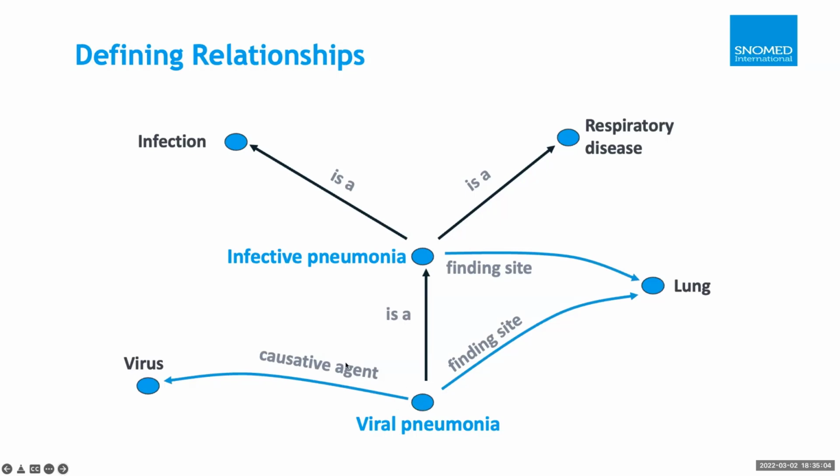So we might, for example, query our patient health records to find all the diagnosis codes with a finding site that is a type of lung structure. And then you would match both infective pneumonia and viral pneumonia and any other disorder concepts that have a finding site of lung structure. So that will match over 1,000 different codes.